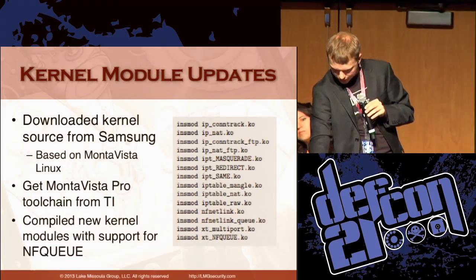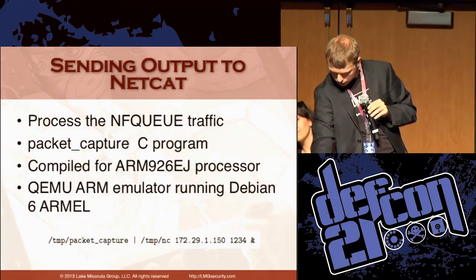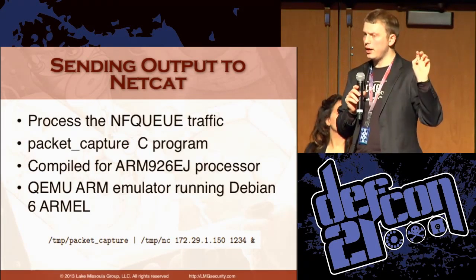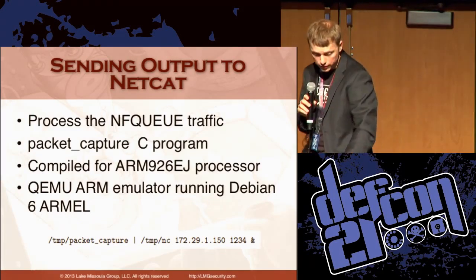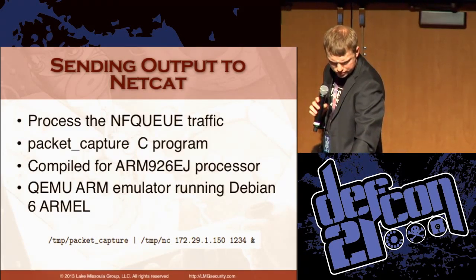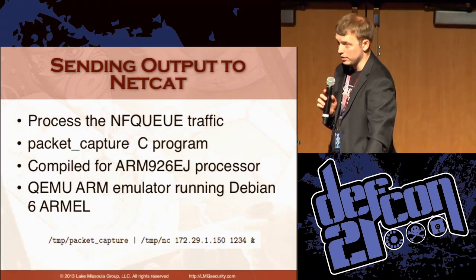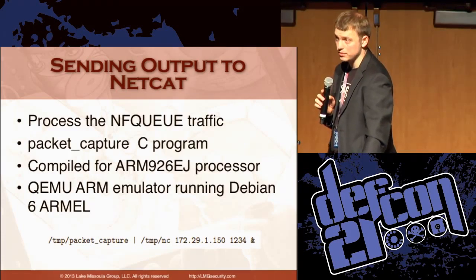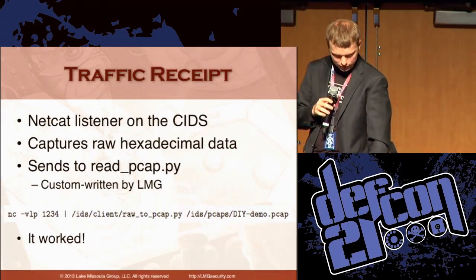So, oh yes, here's all that stuff I was just talking about. Got ahead of myself. Kernel modules, iptables. So, we wrote a little C program that we compiled statically for ARM that just pulls the packets out of the queue and sends them off. This is an ARM 926EJ processor. Rather than dealing with cross compilers, we just started up a Debian ARM emulator in QEMU. I found that to be a much simpler solution for compiling binaries, because cross compiling makes my head hurt sometimes.